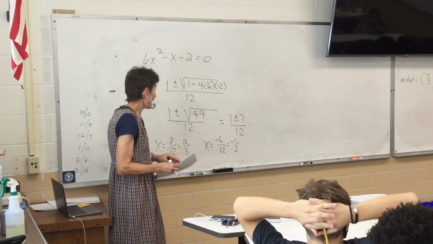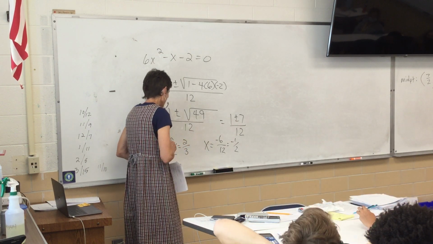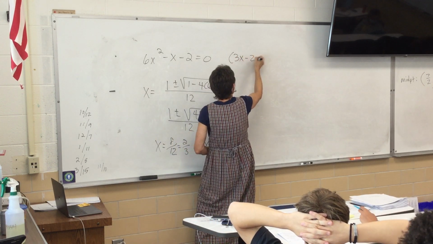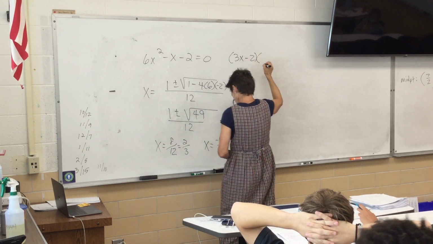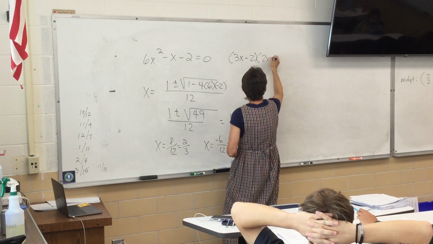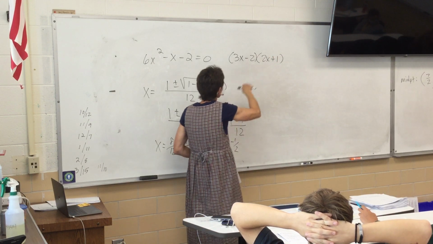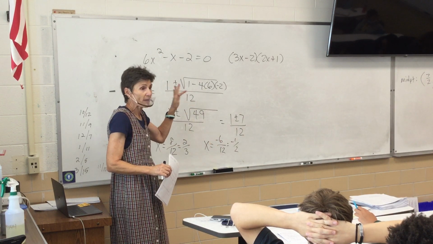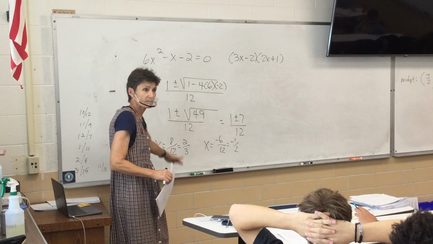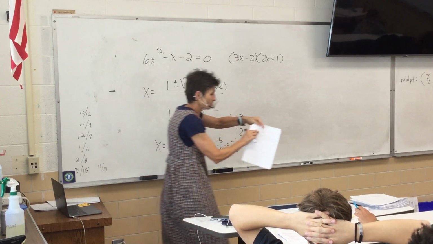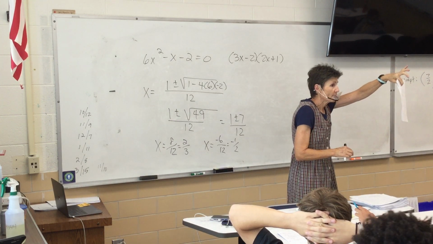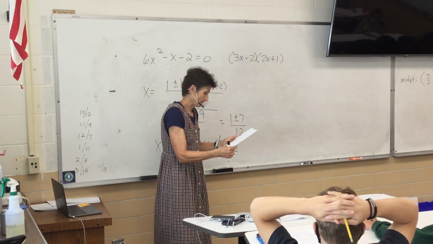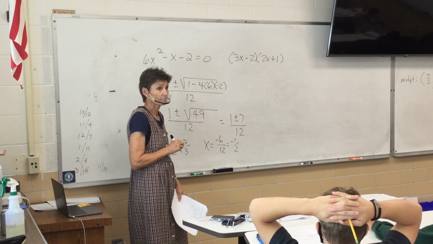If you would have factored, your factors would have been 3x minus 2 and 2x plus 1. Those would be the factors if you factored it. But again, it makes no difference. This is perfectly fine. See where the directions say show all work? That's all that matters to me, is show me how you did it. All right, good on that?